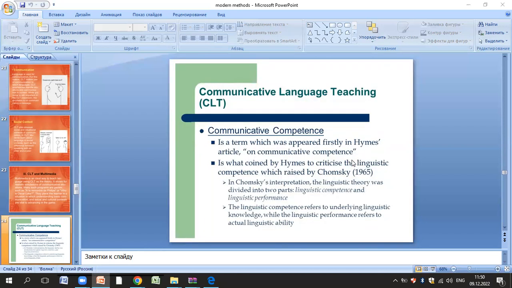Communicative language teaching is a term which first appeared in Hymes's article on communicative competence, coined by Hymes to criticize the linguistic competence proposed by Chomsky. In Chomsky's interpretation, linguistic theory was divided into two parts: linguistic competence and linguistic performance. Linguistic competence refers to underlying linguistic knowledge, while linguistic performance refers to actual linguistic ability.